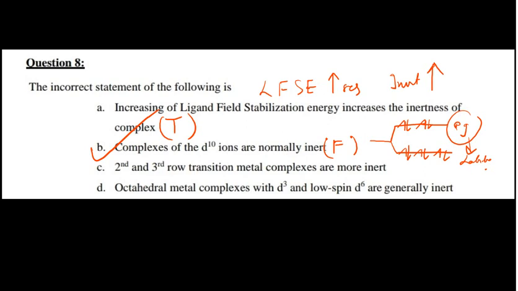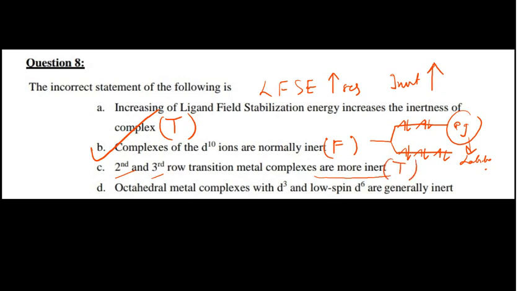While you see the second and third row transition metals, they form more inert complexes due to the diffused d orbital size. D orbitals are bigger and diffuse, and due to this the ligand field splitting is quite high. When ligand field splitting is high, ligands approach more closely to the metal, so pairing occurs in the orbitals. In that case the inert complexes will result. So this is also true.